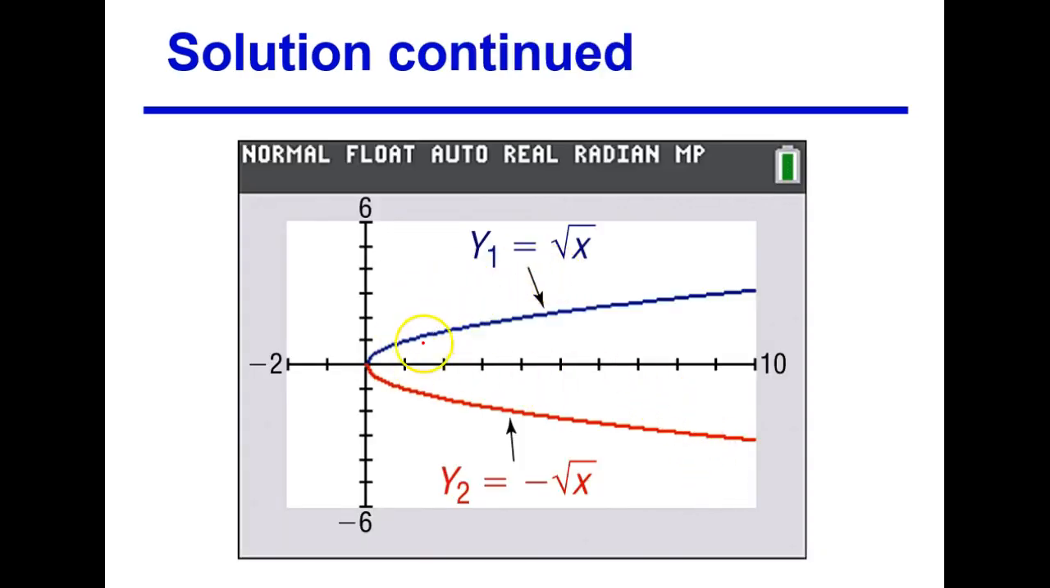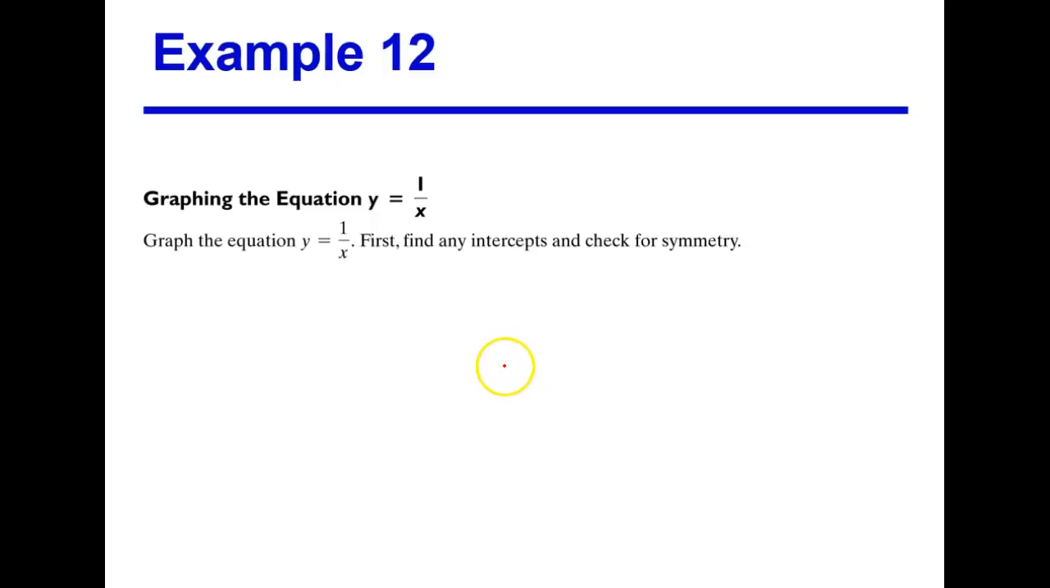Okay, so you can see this on a graphing calculator as well. So here I've got my positive square root of x, and I've got my negative square root of x. So I can get rid of one or the other if I limit my range.